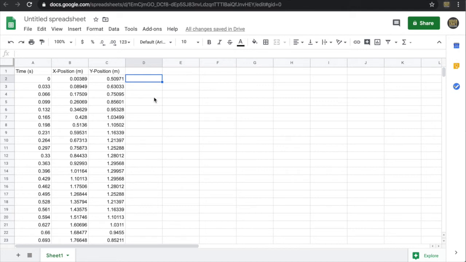The purpose of this video is to demonstrate how to use the Trendline tool in Google Sheets to find a mathematical model for data. What we have here is position and time data for a tennis ball that was thrown through the air. This data was generated using the JS Track app, which is a motion tracking app that can be used to track the motion of objects in a video.